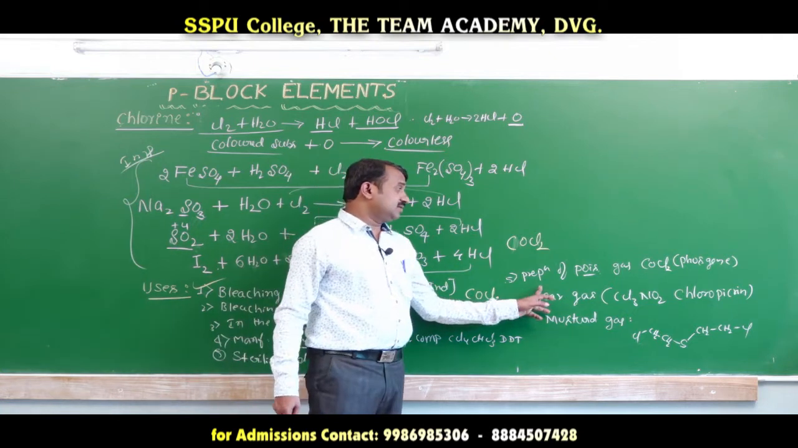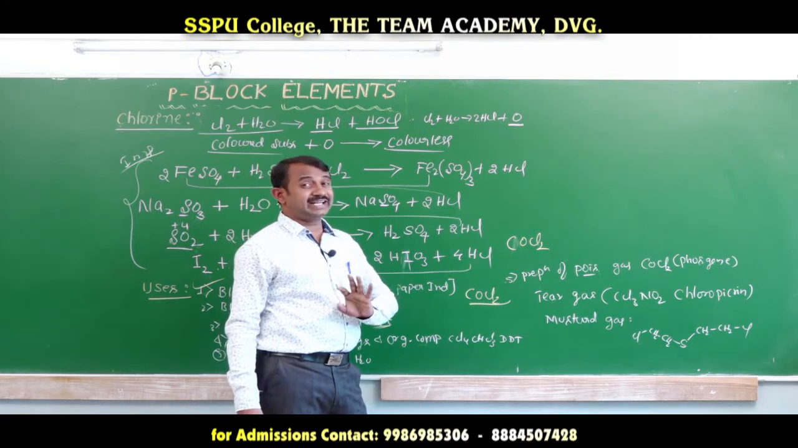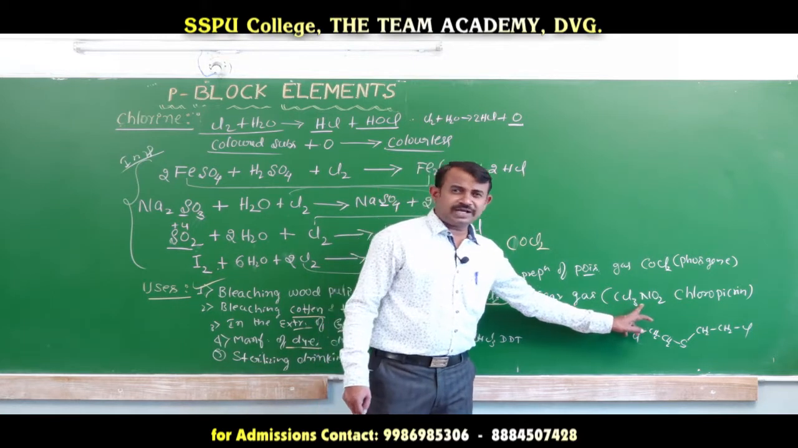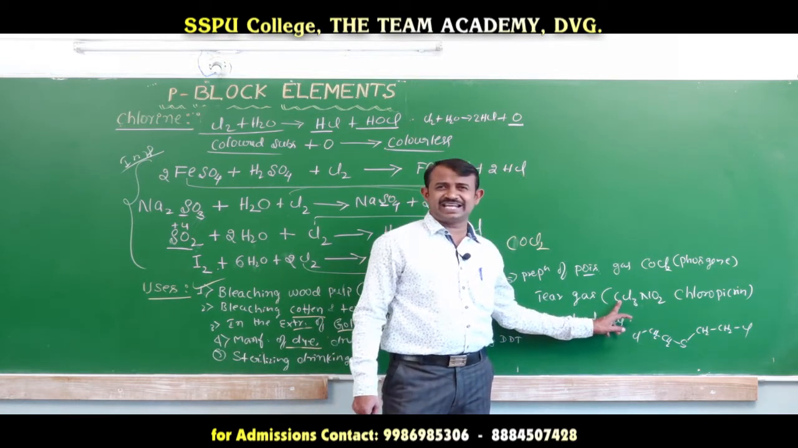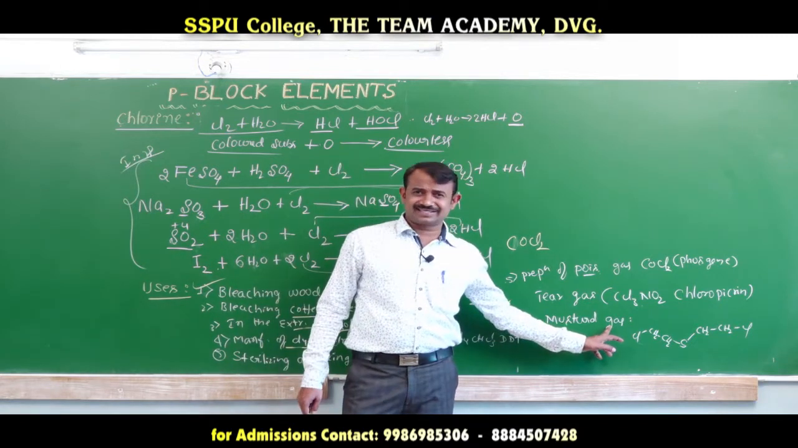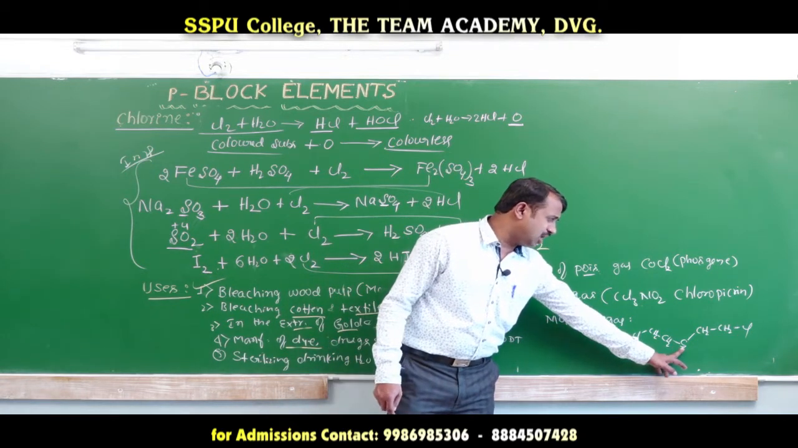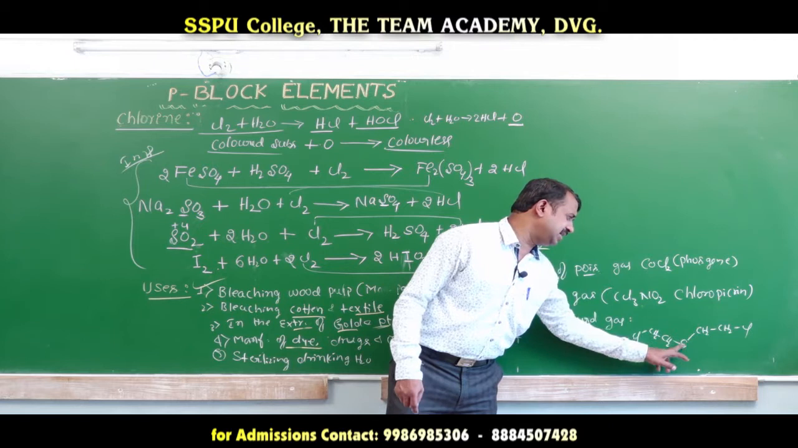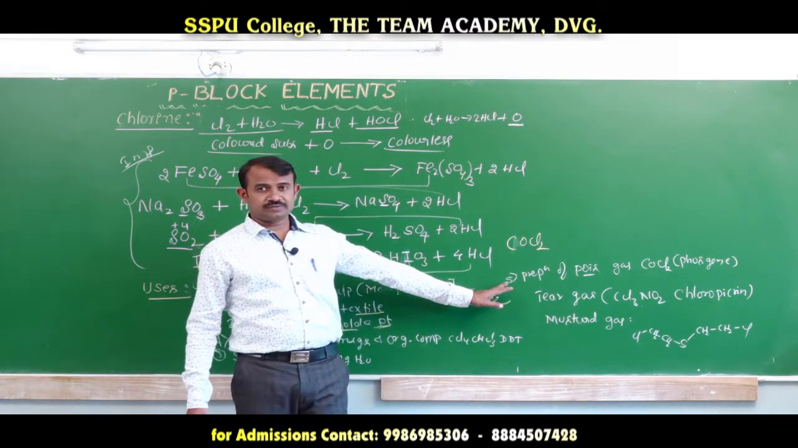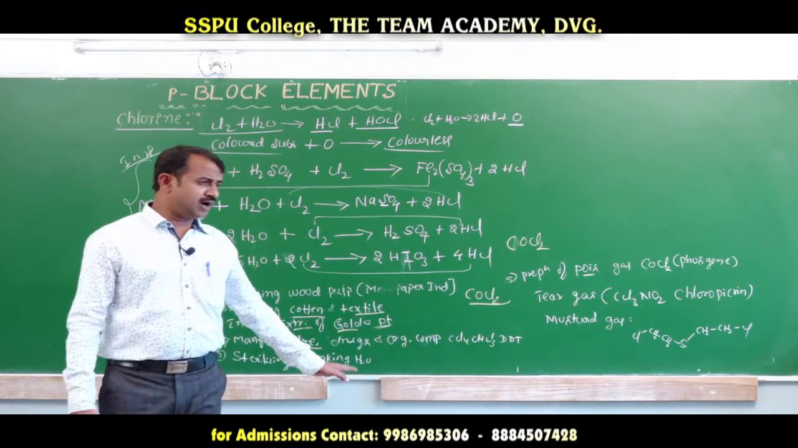And tear gas, chloropicrin, a picric acid-like derivative. Listen here, chloropicrin has the formula NO2CCl3. And also mustard gas. Mustard gas is a sulfur derivative, dichloro diethyl sulfide. This is also one of the important applications of chlorine. Okay, next we will go one by one.